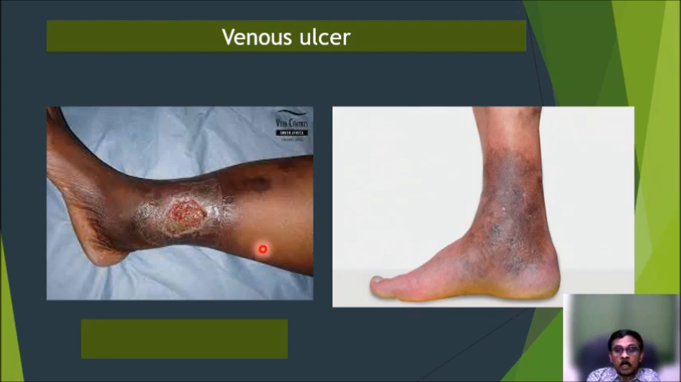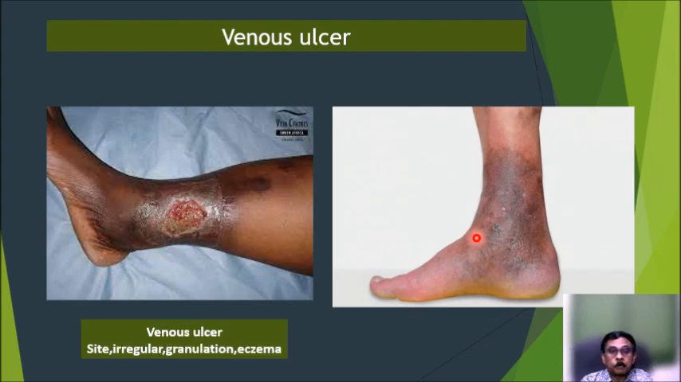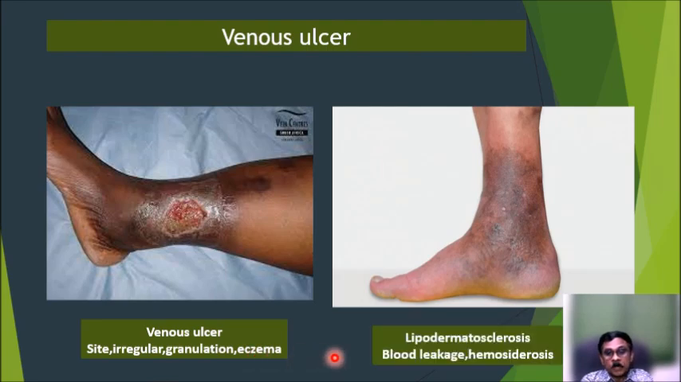This is the leg of a patient where the ulcer has healed and there is this chronic change here. This is your lipodermatosclerosis, which is due to chronic stasis of blood resulting in leakage of blood into the subcutaneous tissue and deposition of hemosiderin in the skin, which causes extensive darkening of the skin and fibrosis. Okay, this is a venous ulcer. Typical site, irregular granulation, eczema. This is lipodermatosclerosis, blood leakage, and hemosiderosis.